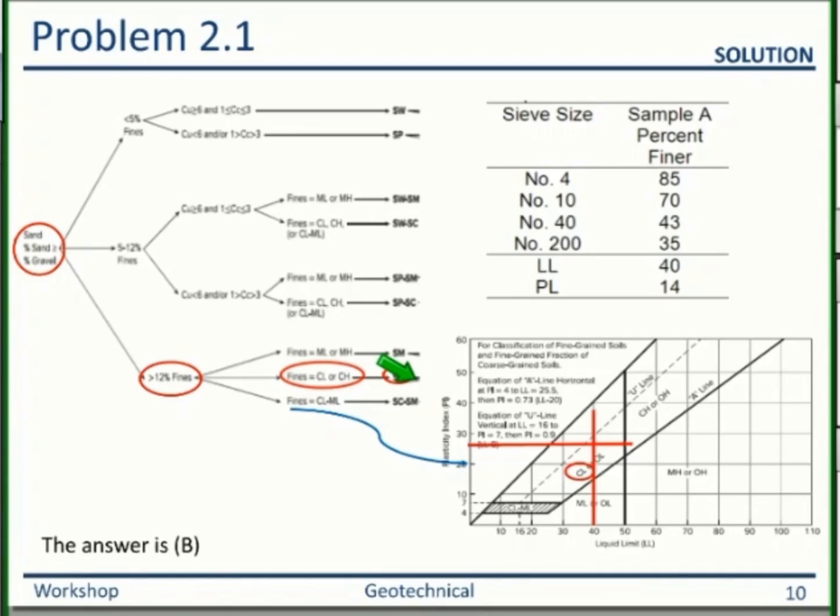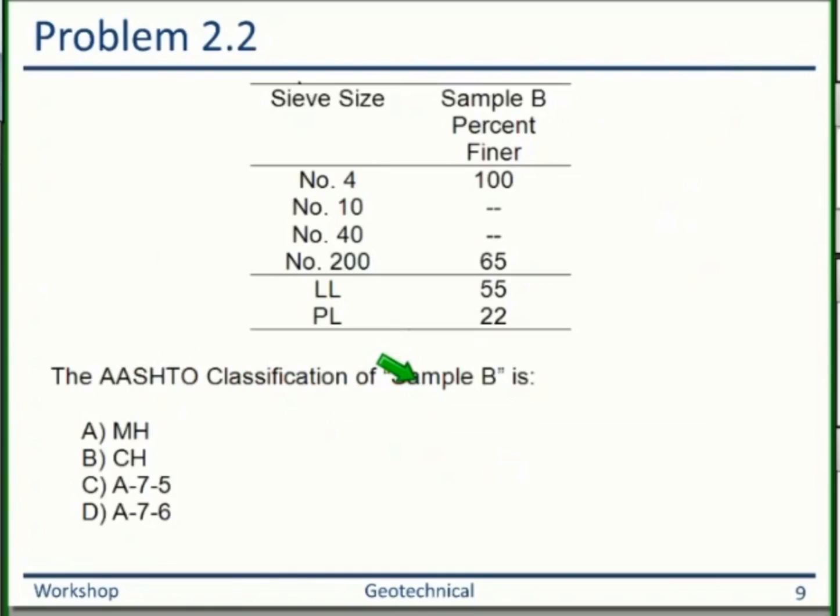So the answer is B. So 80% was correct. Problem 2.2. These are your sieve sizes given here, and sample percentage values are given here. Now you have to use the AASHTO, alright? So if it is AASHTO, then obviously A cannot be the answer, B cannot be the answer, because these are USCS system. AASHTO will have first letter A, right? So this could be your answer. Let me see your answer first.